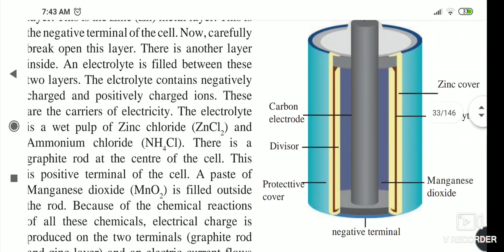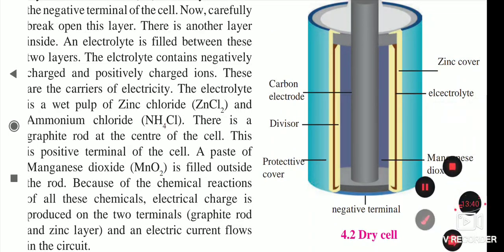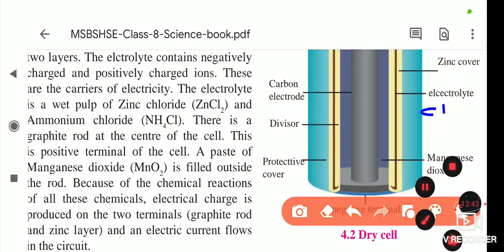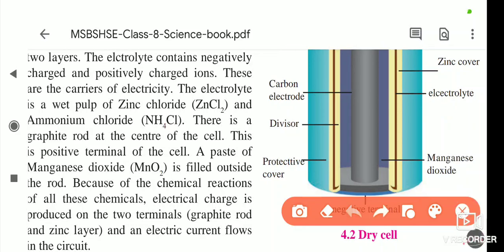So the electrolyte is a mixture of what I told you: zinc chloride, ZnCl2, plus ammonium chloride, that is NH4Cl. It is filled here. This gray layer is there, no? That gray layer is the electrolyte.